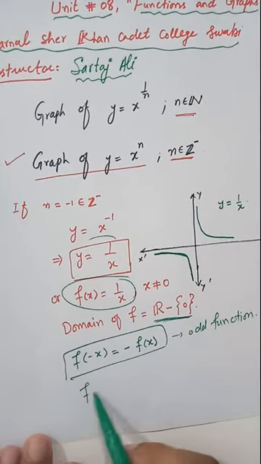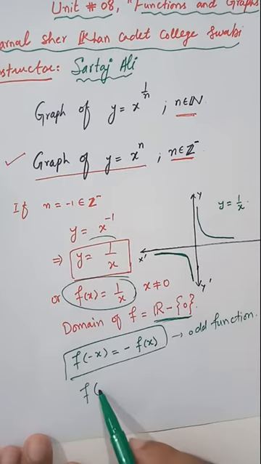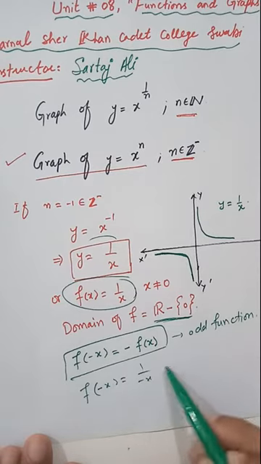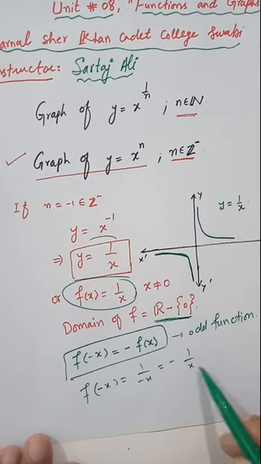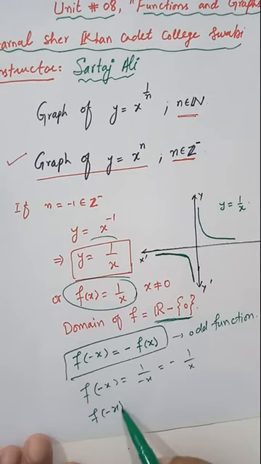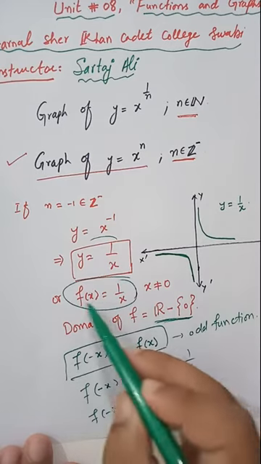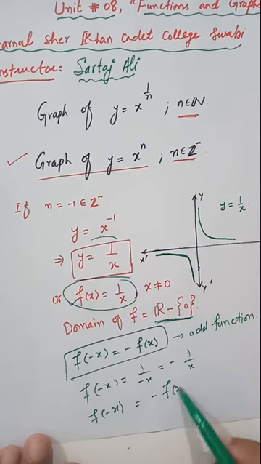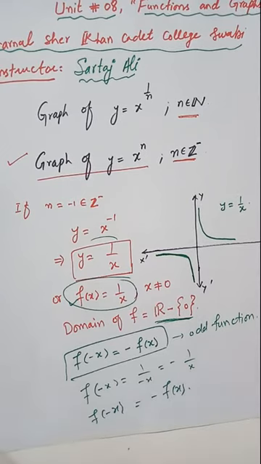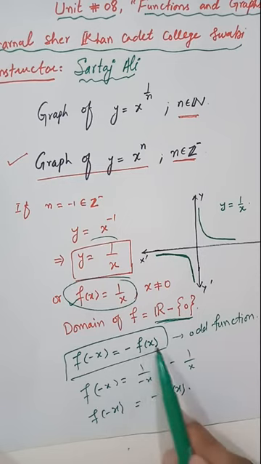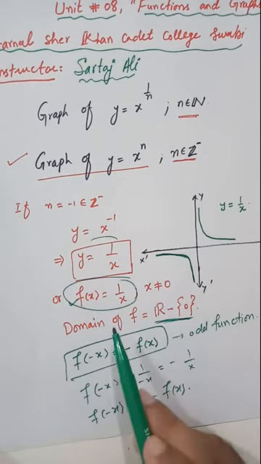You see that when I plug in, let's say, f of minus x, that will be 1 divided by minus x, and this can be written as minus 1 divided by x. So f of minus x equals minus, and this 1 by x is actually the given function. So you see that whenever you plug in a negative argument, that negative comes out of the argument. So you see this relation. So this is an odd function.